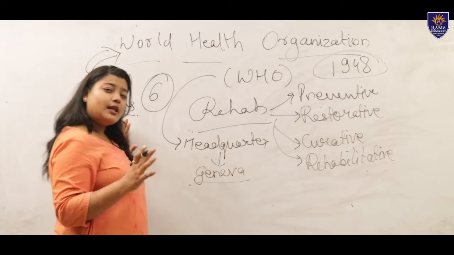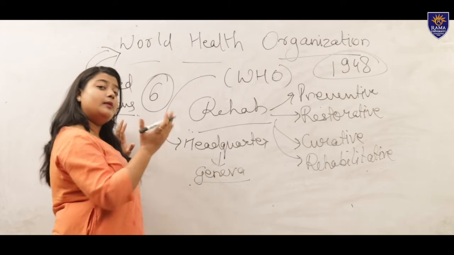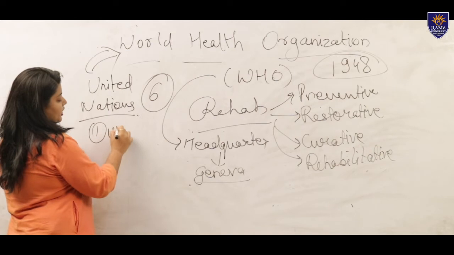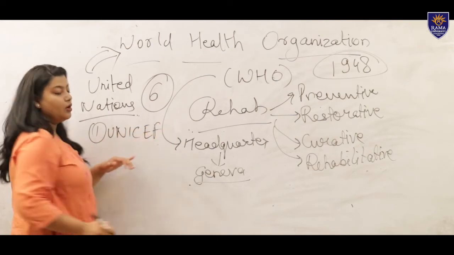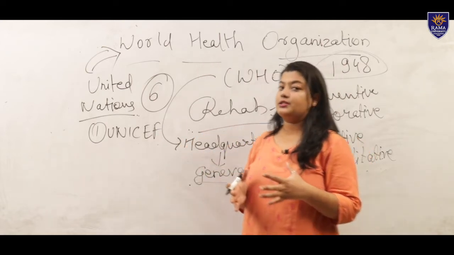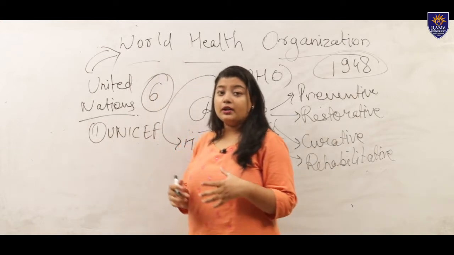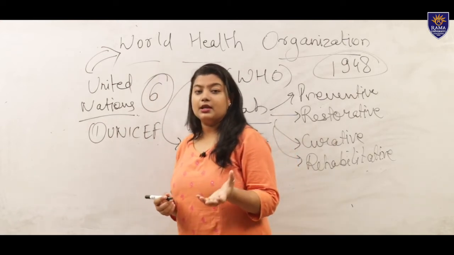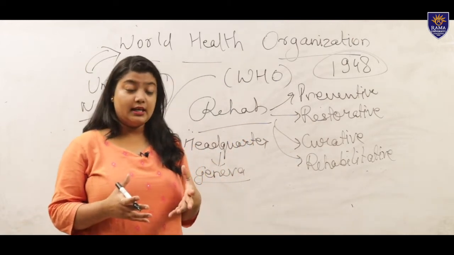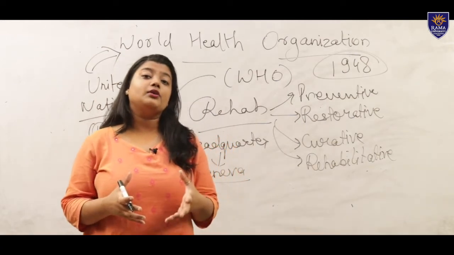But does the United Nations work all alone, or are there other agencies as well which help the United Nations perform its function? The first name in this case is UNICEF. What is UNICEF? UNICEF is the United Nations International Children Emergency Fund. This organization governs what the needs of children are worldwide, internationally, and what major steps can be taken towards the betterment of these children.